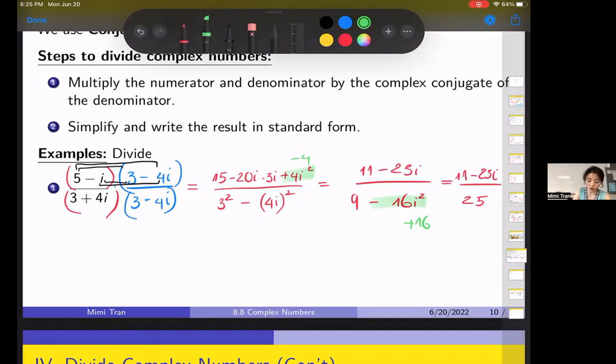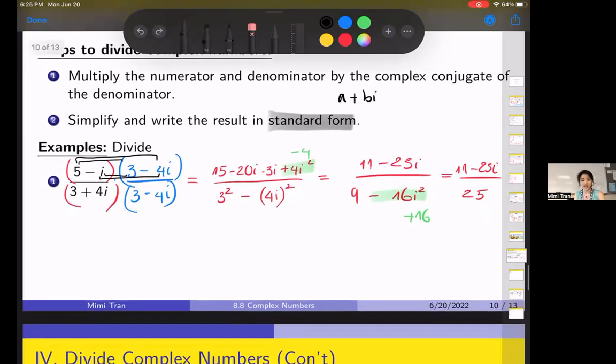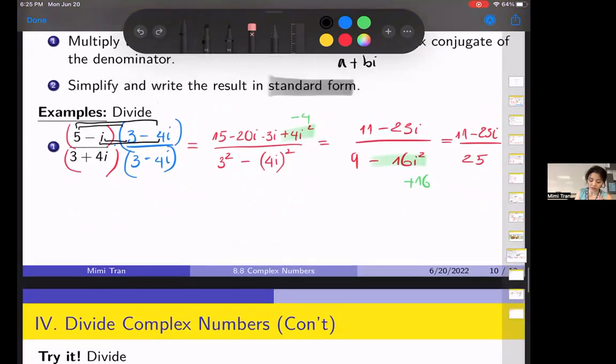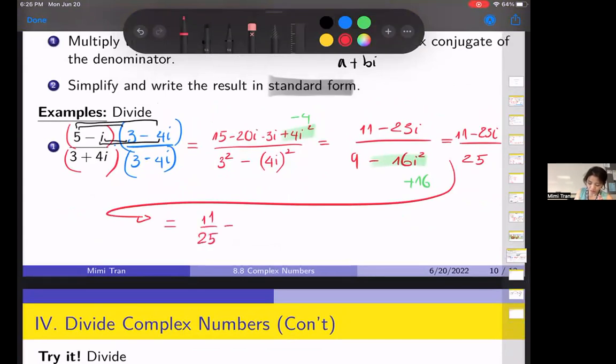Now, don't stop. We want it in standard form. Remember, standard form is a plus bi. This does not look like a plus bi. Right? We need a and b to be separate. There's no common denominator in between a and b. So what I'm going to do is split that number. I'm going to rewrite it as 11 over 25 minus 23 over 25 i. So now we have it in the form a plus bi. Okay. That's it. That's your final answer.